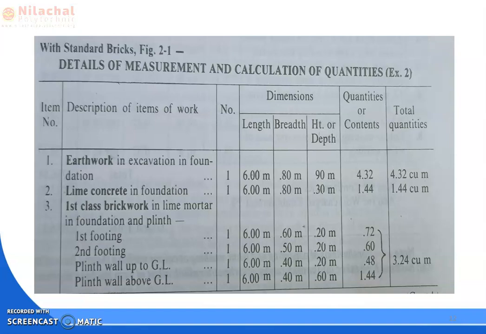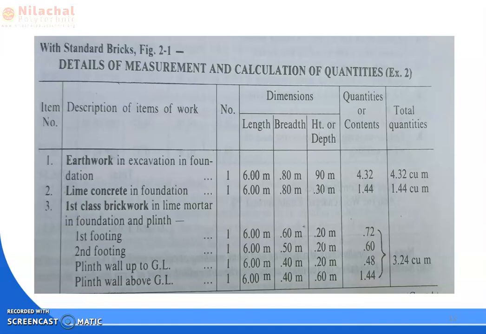So before construction, we go through the excavation part, because the foundation is the bottommost part of the structure, and it lies below the ground level. So first of all, to lay the foundation below the ground level of the building, we have to excavate the earth, okay. It is known as earthwork excavation.